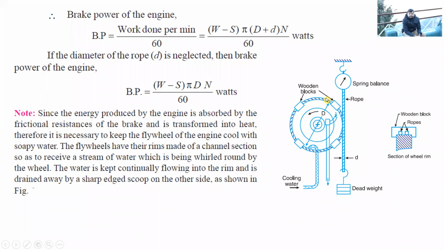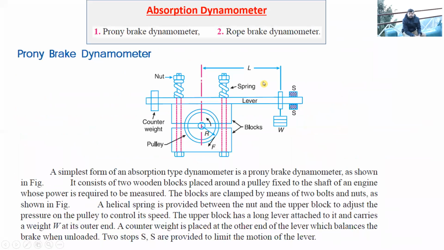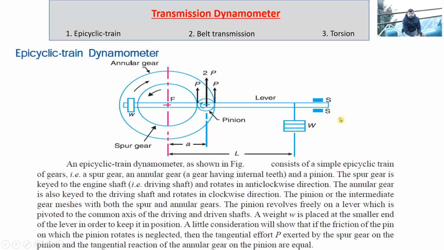Also this cross section is shown over here, that this is the part of the wheel rim, and a wooden block is attached to it, and the ropes are passing this way. So maybe 2 or 3 turns of the rope can be used for getting a proper grip. All right, so these are the two types of dynamometers, which are absorption type dynamometers. Now let's move forward to the transmission type dynamometer. So there are 3 types. First is epicyclic train, second is belt transmission, and third is torsion. So let's see them one by one.